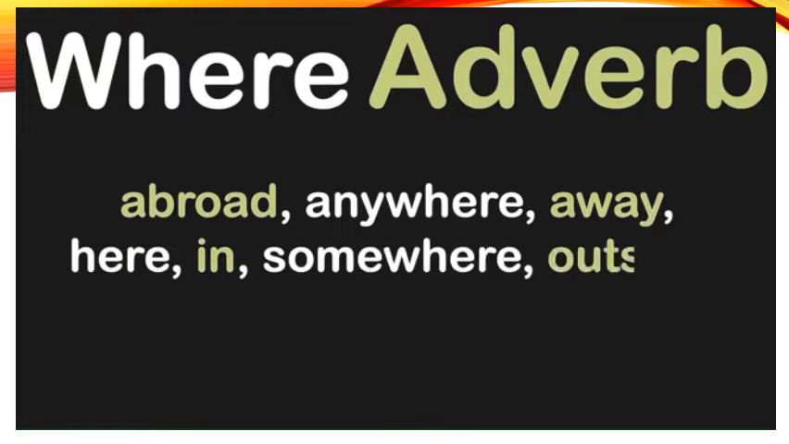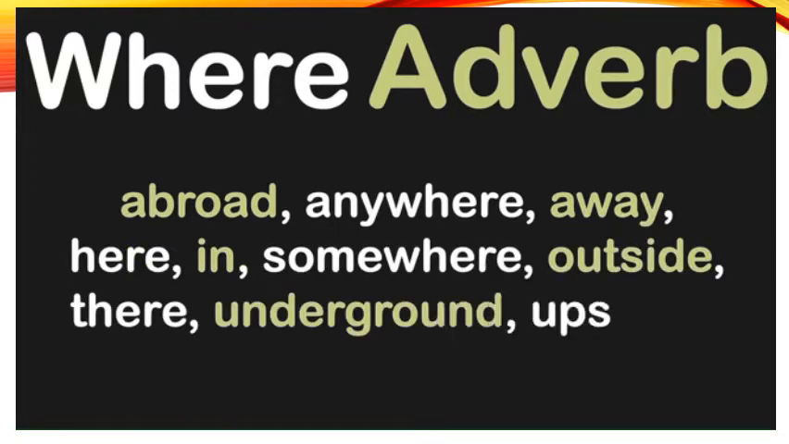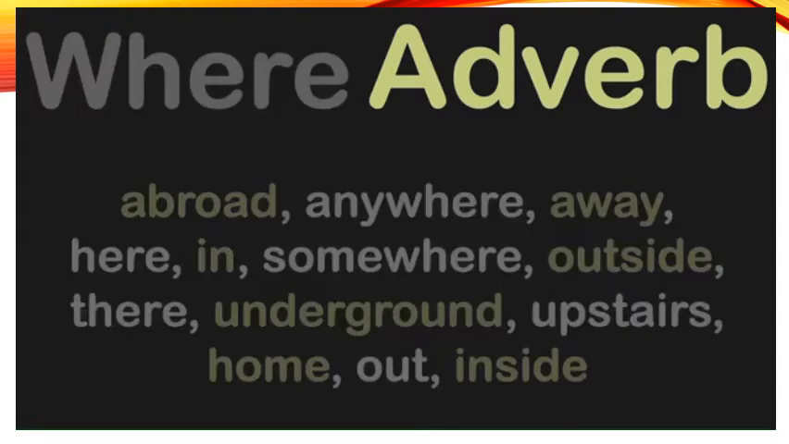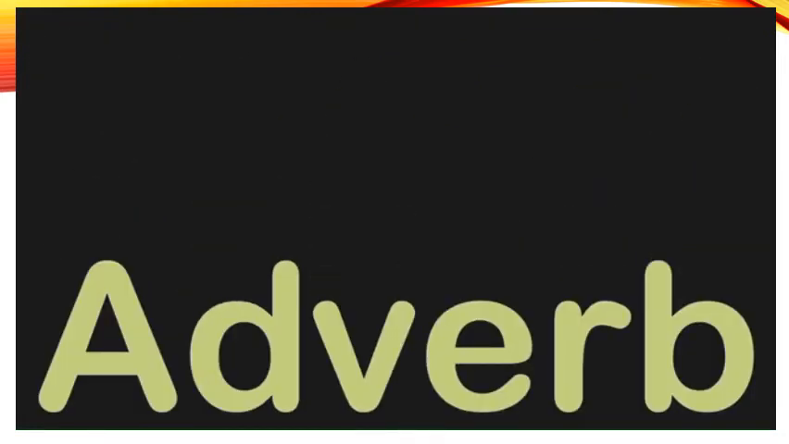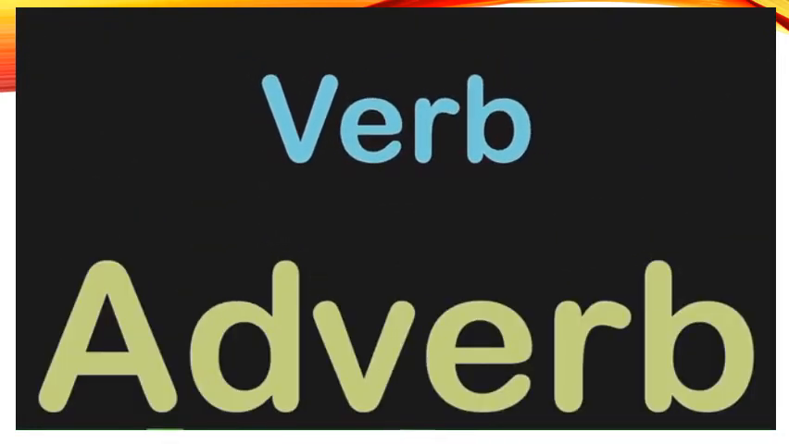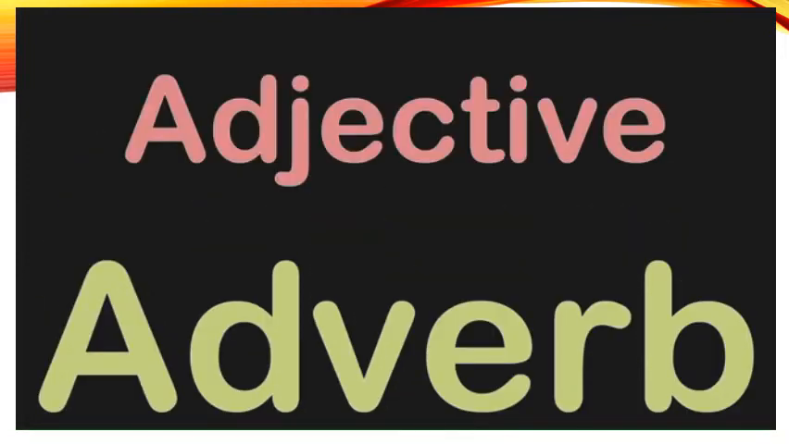Let's move on to where adverbs. Please learn them at your own pace. They describe where the action word may have taken place. Abroad, anywhere, away, here and somewhere outside. There, underground, upstairs, home, out, inside. Adverbs are a lot of fun when they describe an action word. After this we'll learn how adverbs modify adjectives you've heard.